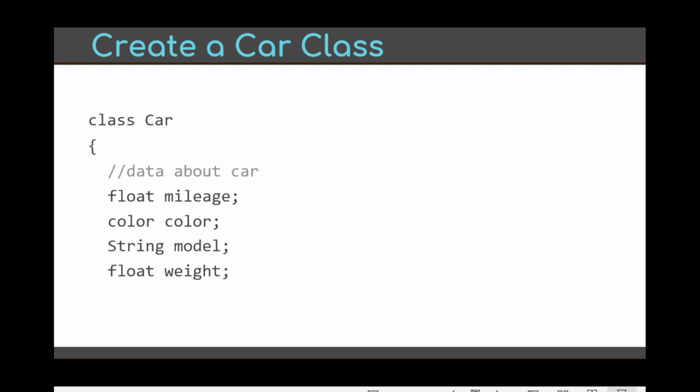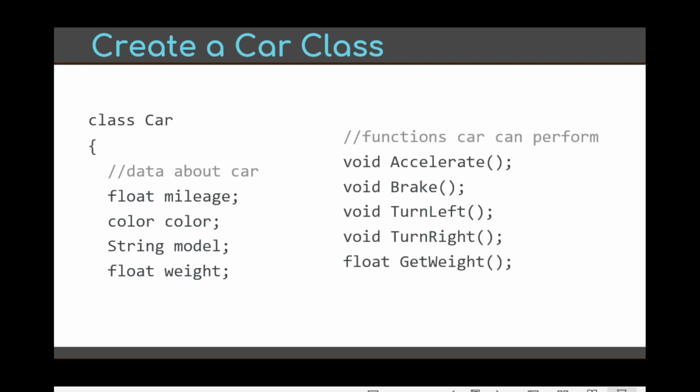If we create a class for a car, we'd have some data for it. So those data things I said before, mileage, color, model, those are all variables that we want associated with the car. And there are a bunch of functions that we want. So accelerate can change the speed over time, as would brake. Turn left, turn right would change its direction. We could get the weight of the car. So these are all functions a car can perform. So data and functions together making meaning with car.